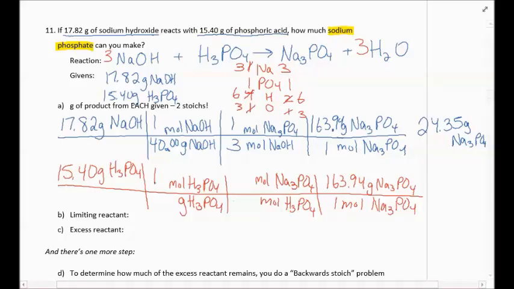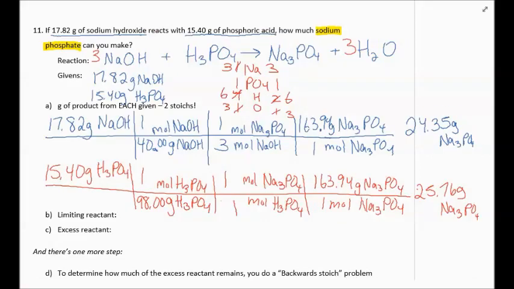So our mole to mole ratio here is 1 for the phosphoric acid, and 1 for the sodium phosphate. So we just need to calculate then the molar mass of H3PO4 in order to determine what our mass of sodium phosphate will be. So from the phosphoric acid, we end up with 25.76 grams of sodium phosphate. So we have two different amounts of sodium phosphate produced, so we have to make a decision.